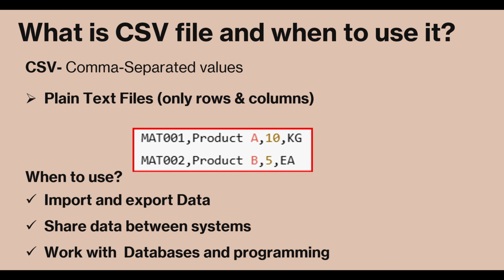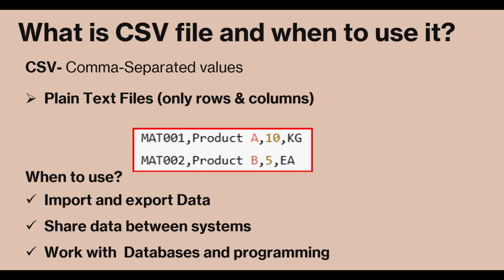So what is a CSV file and when to use it? CSV stands for comma separated values. It is nothing but a plain text file containing rows and columns separated with commas. For example, if you look at this attachment, let's say you have an Excel sheet with two rows and five columns, and the columns have these values: mat 001, product A, 10, and kg. When you upload this CSV file into the system, the system will read it like a plain text file with comma separated values.